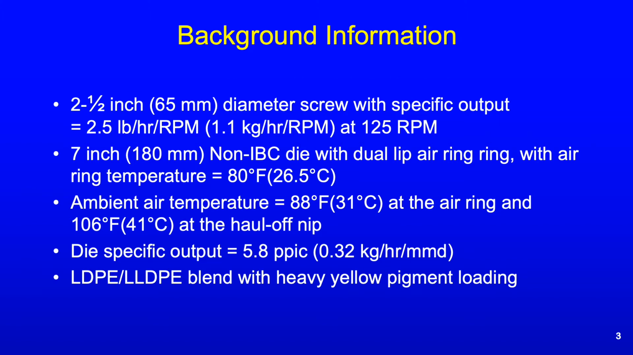Getting back to this line, the die-specific output rate was 5.8 pounds per inch of die circumference, which is quite low for a dual lip airing. And it was running a blend of low-density, linear low, mostly linear low, but a lot of low density in there. And there was a lot of yellow pigment master batch in there.